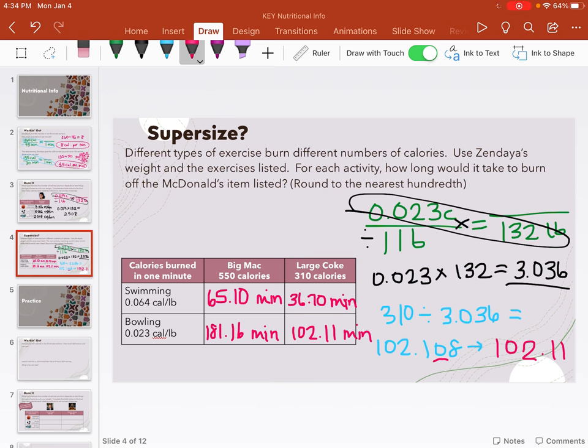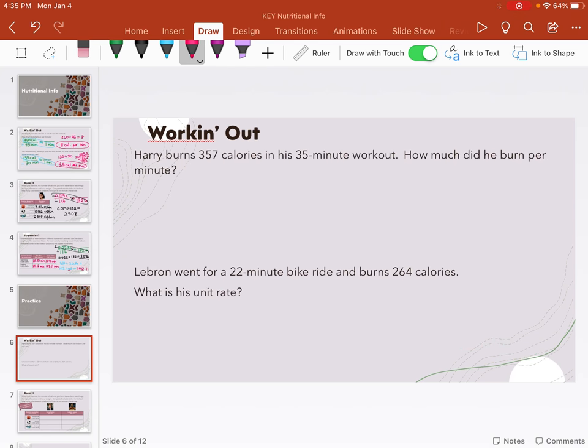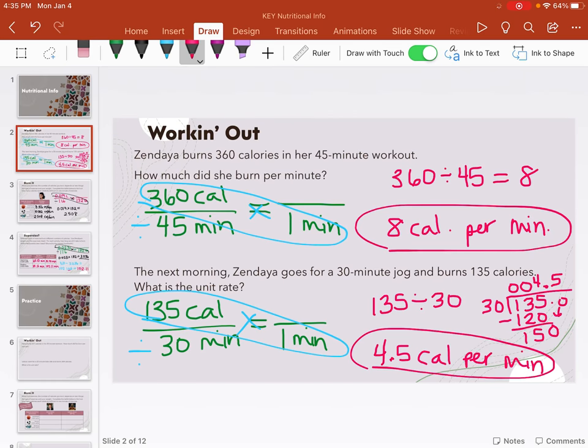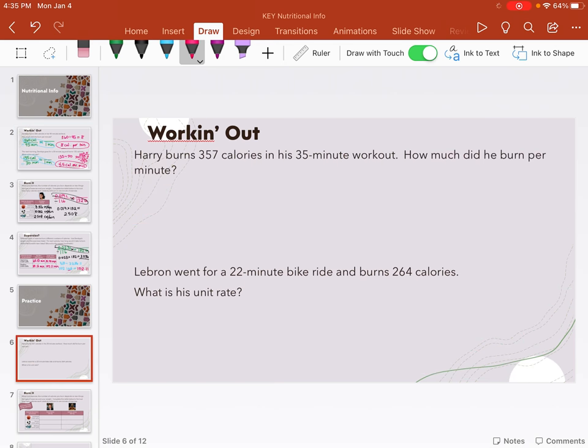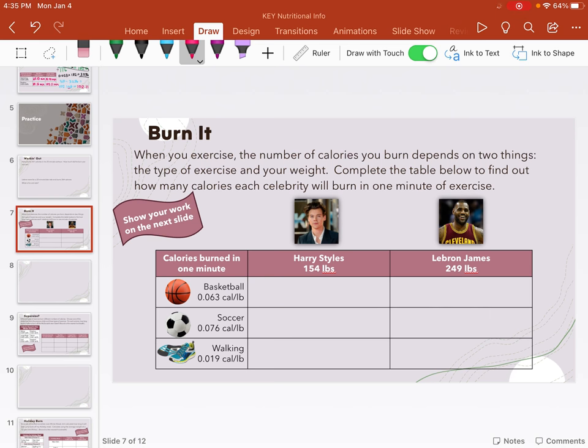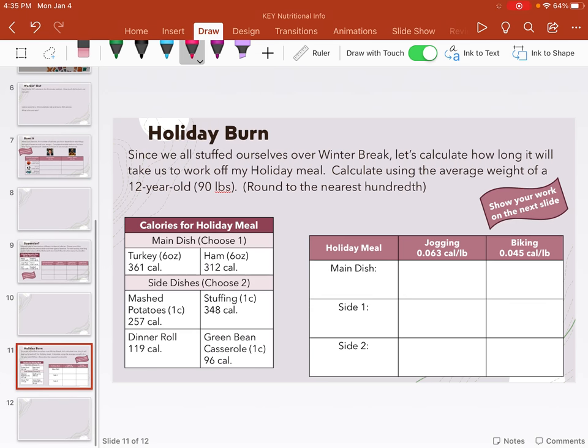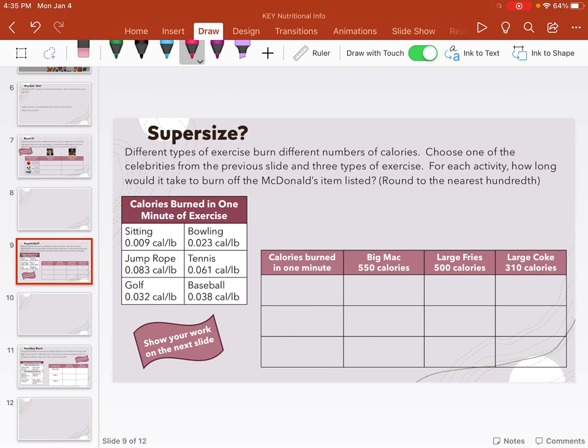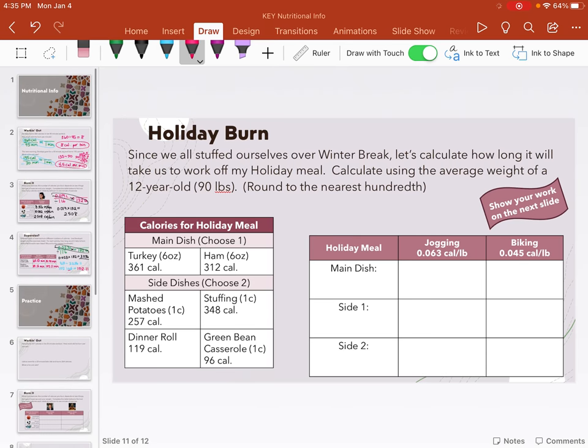But basically, I did the exact same thing down below with some different celebrities. So you're going to go back and do this from here on out. If you go to slide 6, it says working out. Guess what? It's the same thing we did here on the working out slide 2. It's just here on slide 6, there are some more for you to do with some different celebrities. Okay. And I want you to go ahead and do all that. There's also a little extra part at the end, a holiday burn. You can check that out, but it's the same idea as what we did here on Supersize. So you go ahead and do it.